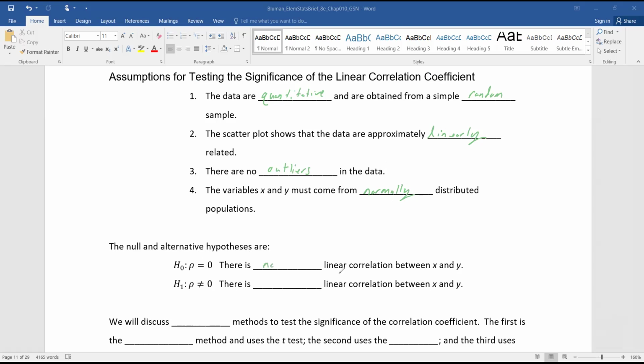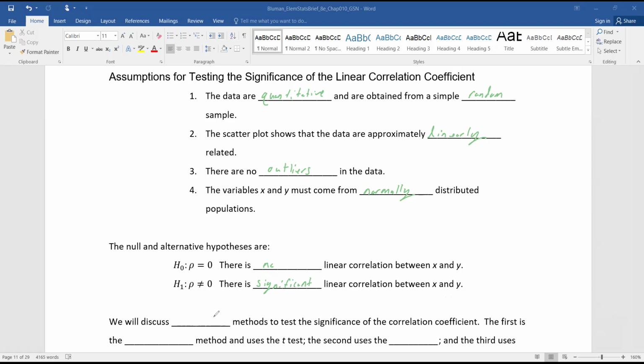The null hypothesis is that the population correlation equals 0. There is no linear correlation between X and Y. Or the alternate hypothesis is that the population correlation does not equal 0, and there is significant linear correlation between X and Y.